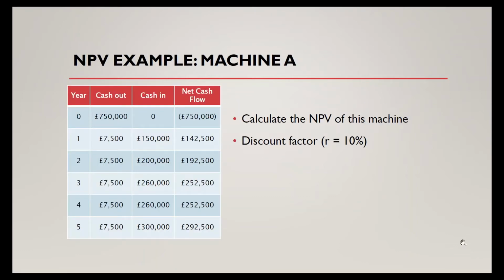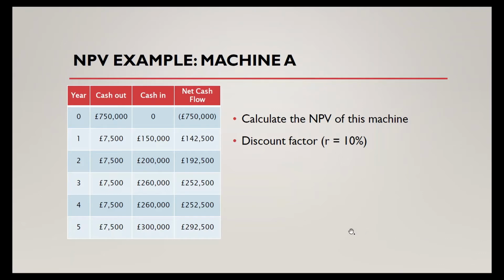Okay, so let's have a look at an example question for the NPV. Assuming that in order to be able to invest in machine A, we have to pay £750,000 to buy the machine. Therefore, in year 0, which means today, we have to pay £750,000. We do not receive any revenue today. Therefore, the net cash flow will be a negative 750,000.